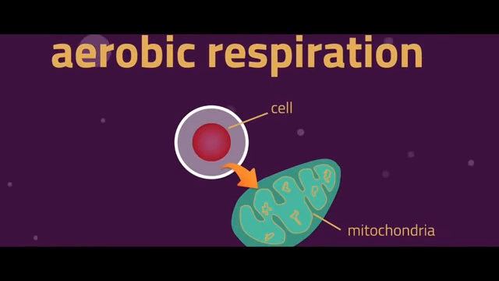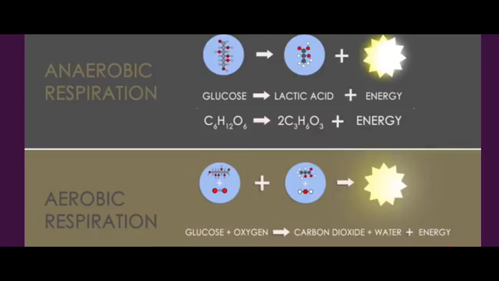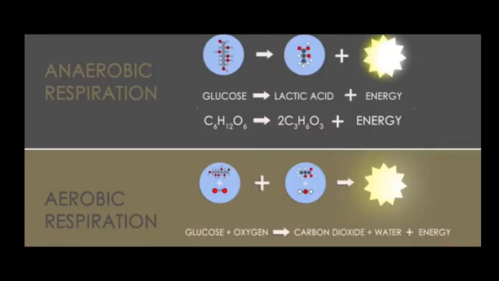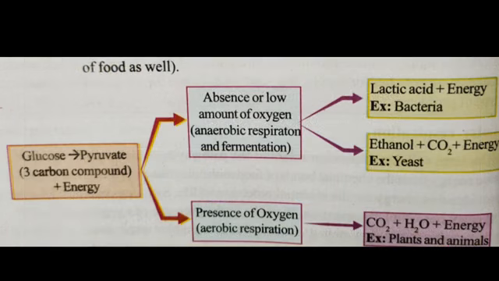If the oxygen is inadequate or absent, the pyruvic acid is converted into ethanol or lactic acid. This is called anaerobic respiration. In the first case, in anaerobic respiration, energy is produced along with lactic acid. Example, bacteria. In the second case, ethanol, carbon dioxide and energy are produced. Example, yeast. In anaerobic respiration, a smaller amount of energy is produced. Sometimes oxygen is deprived or less. This condition is called oxygen debt.